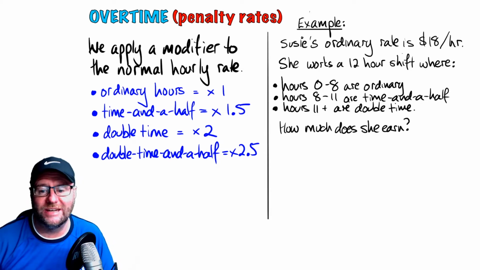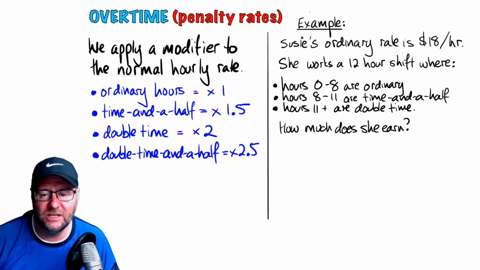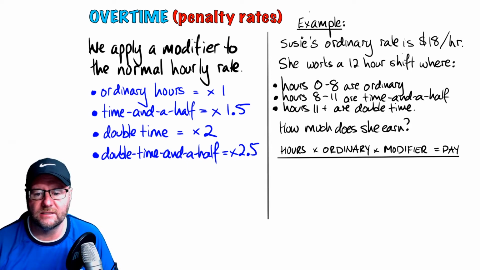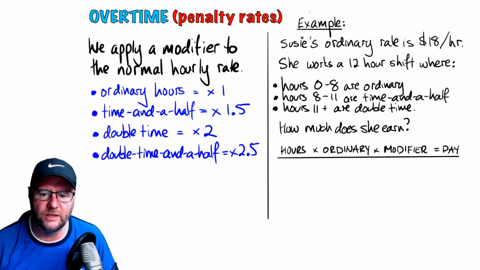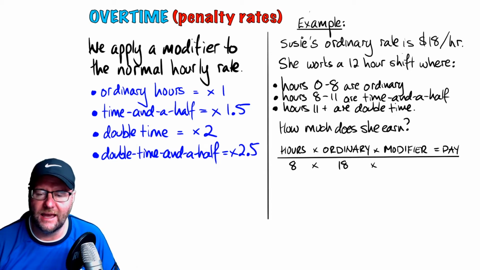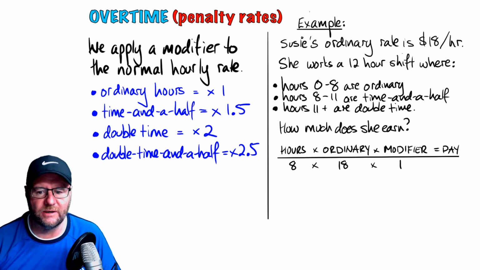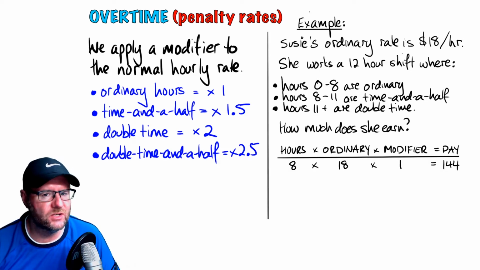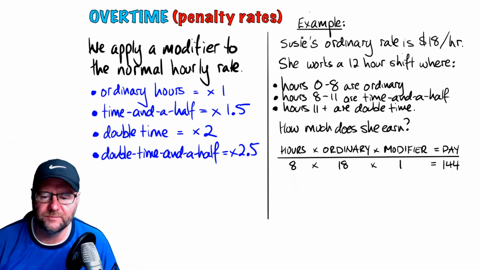So how much does she earn in this particular 12-hour shift? Well, let's have a look. I really want you to lay it out like this, so it helps. We're going to do a little bit of a table, and we're just going to list each of these headings. Hours times the ordinary rate times the modifier equals the pay for each section of time. So she did 8 hours at her ordinary rate of $18, and the modifier was 1 because they're just ordinary. So if I multiply those together, 8 times 18 times 1, for that part of the shift, she earned $144.